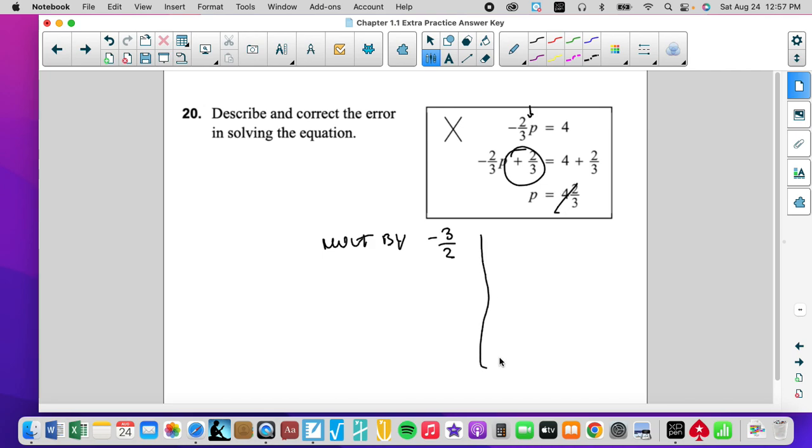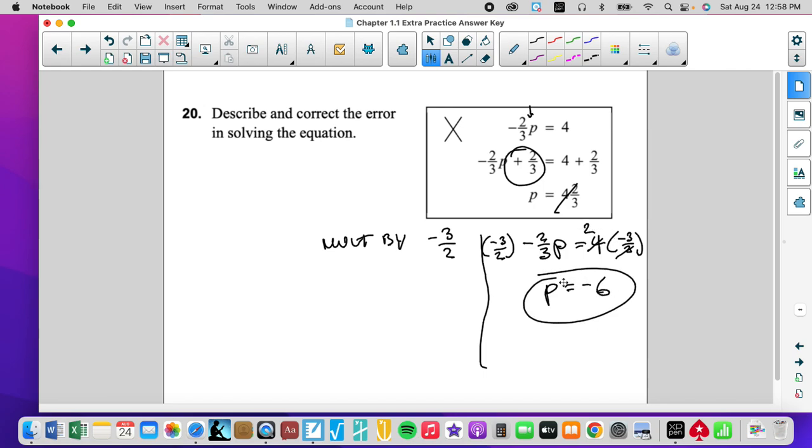So if we wanted to write it properly, negative 2/3 p equals 4. Let's multiply by negative 3/2. Any number multiplied by its reciprocal gives us 1. Leaves me with p. And then 2 in the denominator is going to cancel with a 4 in the numerator. Goes in 2 times. And I'm left with negative 6. So that is describe and correct the error in solving the equation. So we solved it. P equals negative 6.